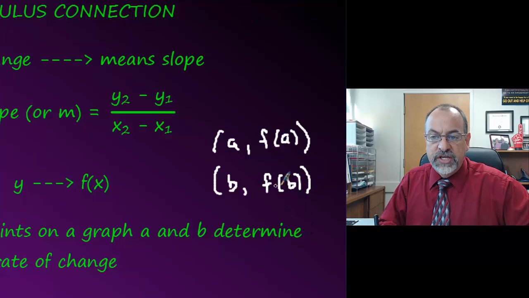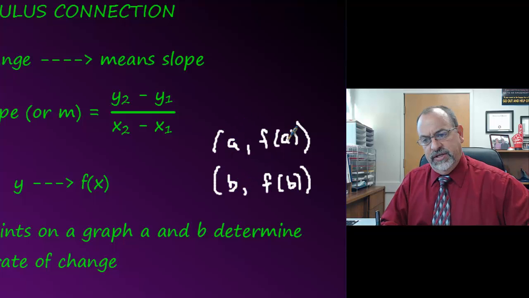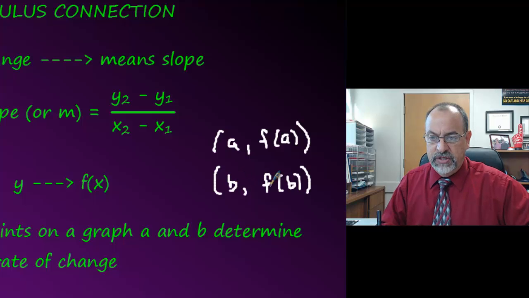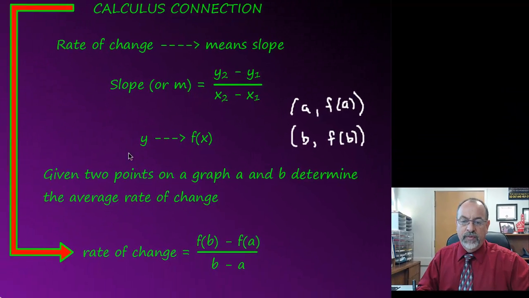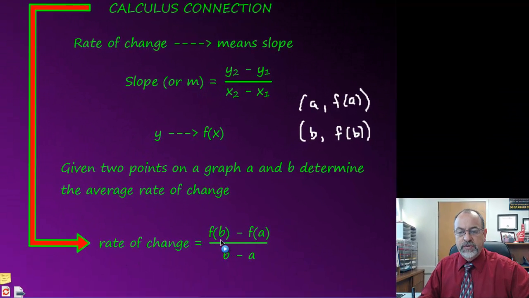So if we use this notation then, where this is an x-coordinate and this is its y value, this is an x-coordinate and this is a y value, and we substitute these into our formula, we actually get this rate of change, which is f of b, the y value when you substitute in b, minus the y value when you substitute in a. So this is actually y2 minus y1 over x2 minus x1.